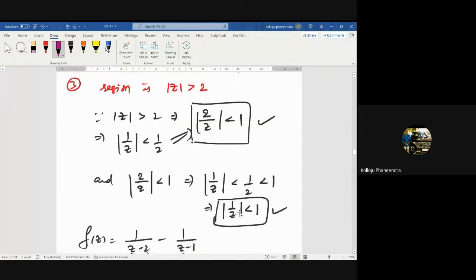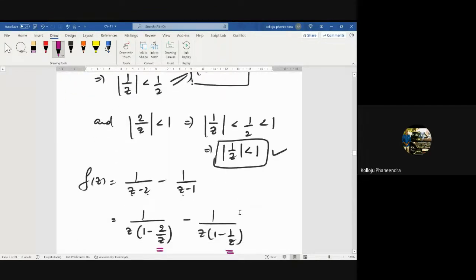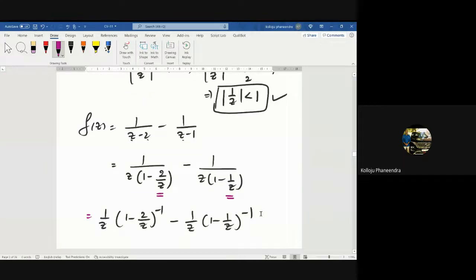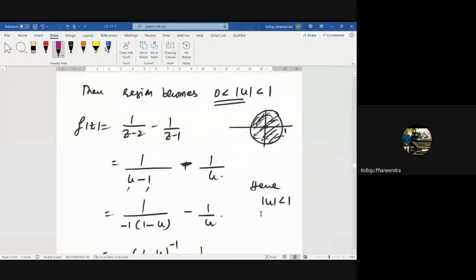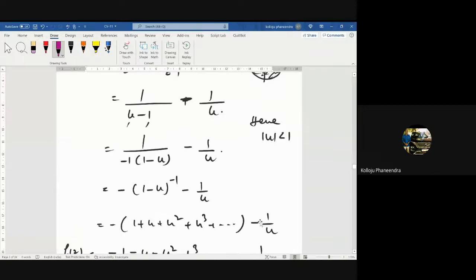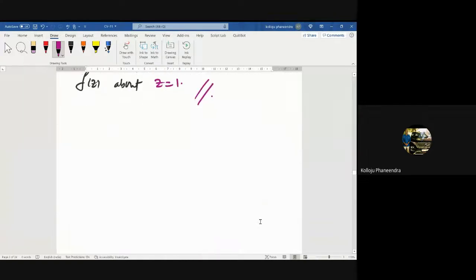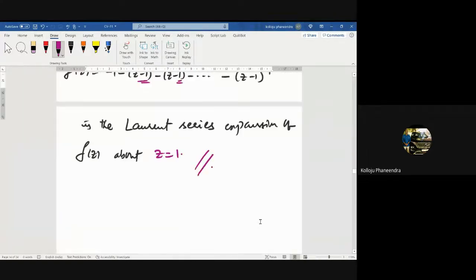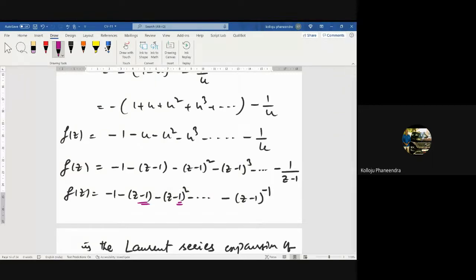Now the class is open for discussion. Any doubts? Definitely one question will be there in Taylor's and Laurent series expansions like this problem. Is it clear? Yes, sir.